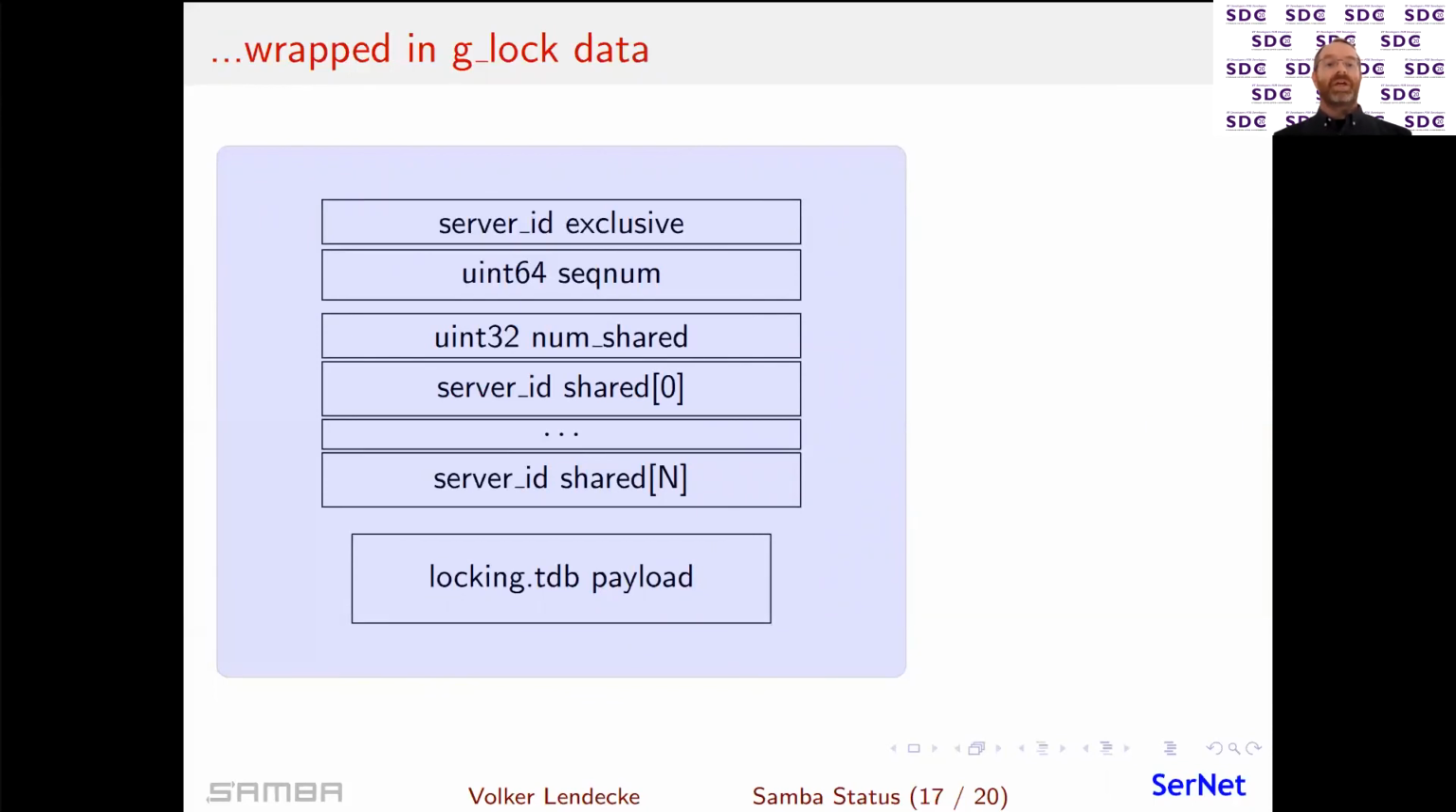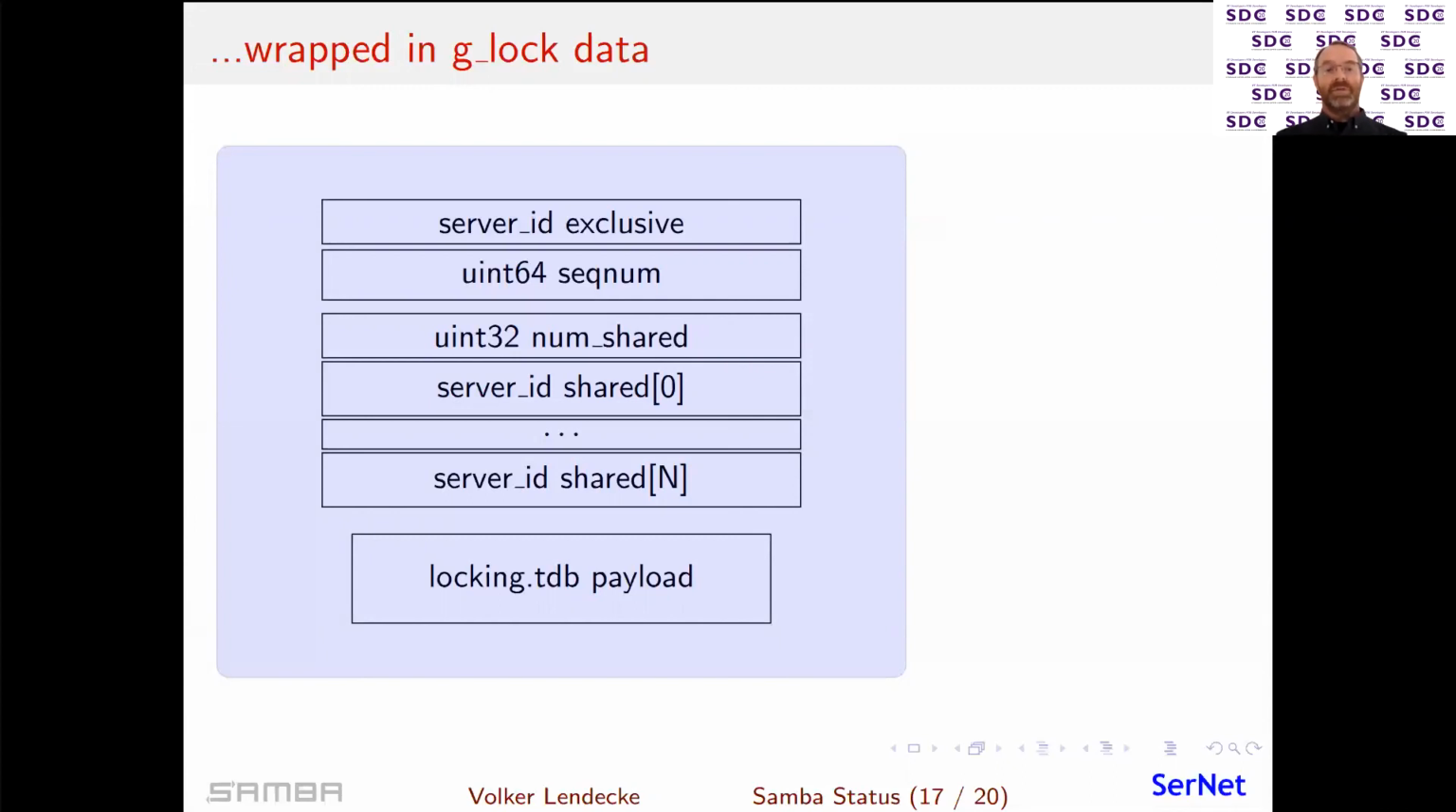Next, we have this wrapped in glog data. If you look at this, we have a server ID. And as I said, server ID is our representation of a PID cluster-wide. So we have one field that says, hey, this is exclusively locked. And if it's not exclusively locked, the server ID contains the real Unix PID. If that is 0, that means this record is not exclusively locked.